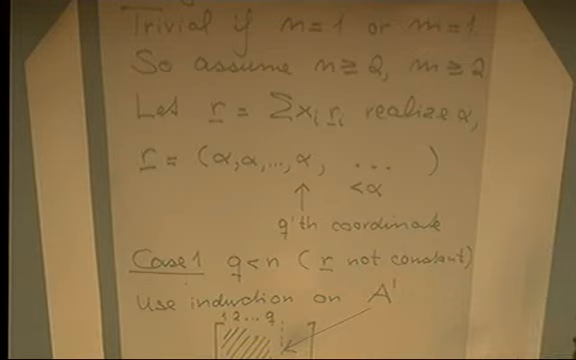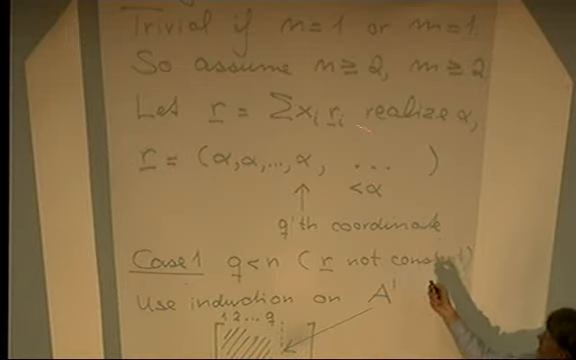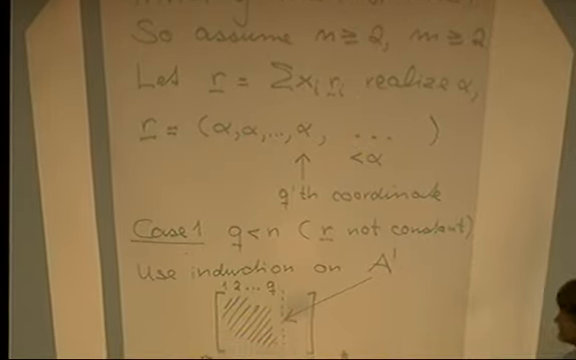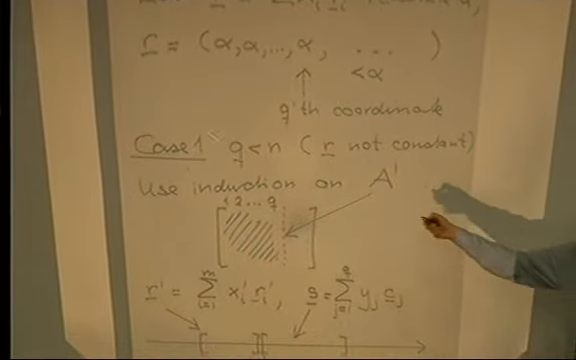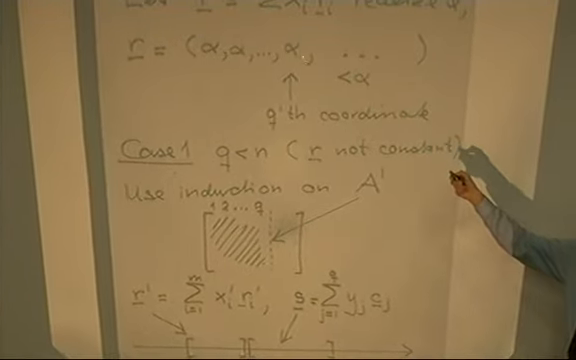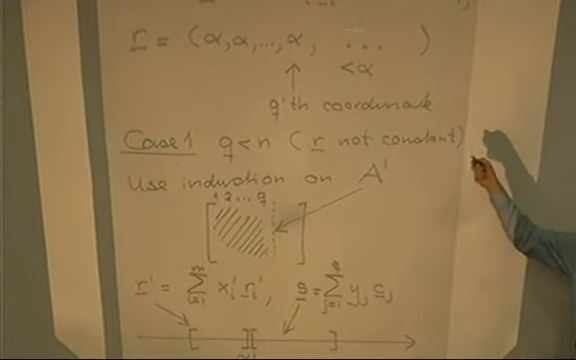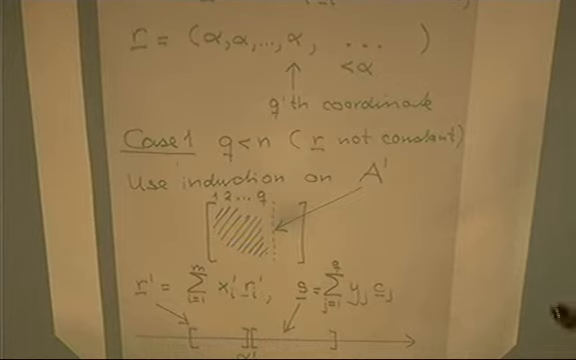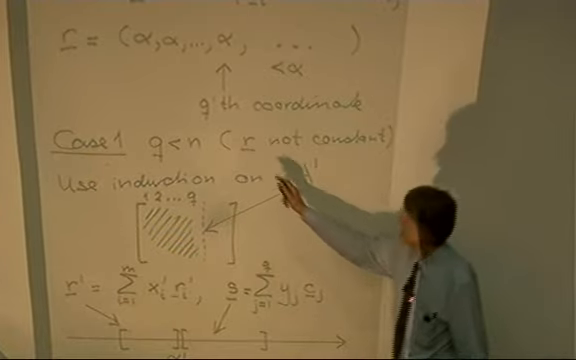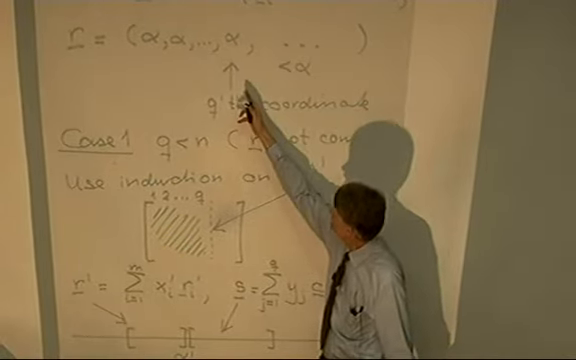Now I'm going to look at two cases. I'm going to look at the case where there is nothing here. That will be the second case, and the first case is when there is something here. So this means that Q is strictly smaller than N, because then I can do induction. So this is the case I'm looking at. My row vector which realizes alpha has some occurrences of alpha, and then there are some entries, some elements in the vector which are strictly smaller than alpha. And the number here, the coordinate here, I call Q.